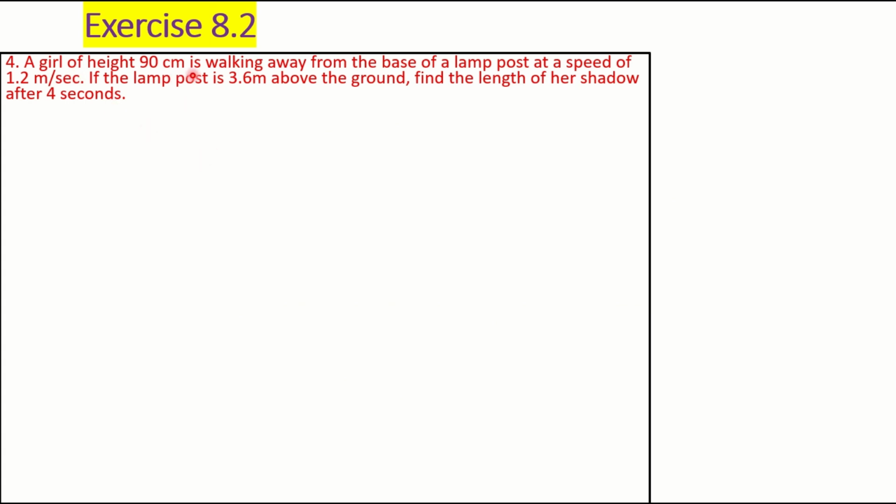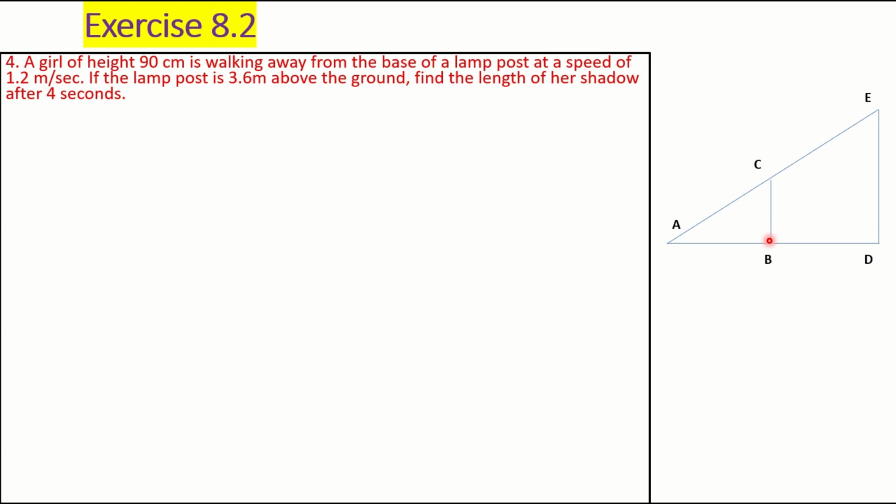A girl of height 90 centimeters is walking away from the base of a lamppost at a speed of 1.2 meters per second. If the lamppost is 3.6 meters above the ground, that means height, find the length of her shadow after 4 seconds. Okay, so she has walked from the base here. Base is D, and D is the lamppost. From here she has walked to point B in 4 seconds.